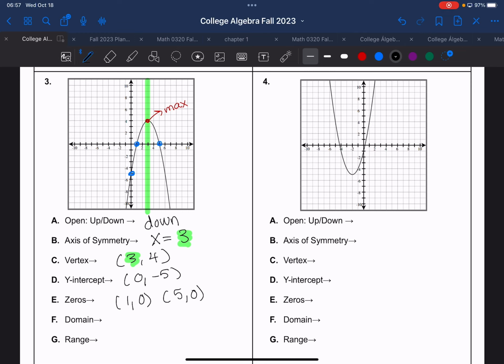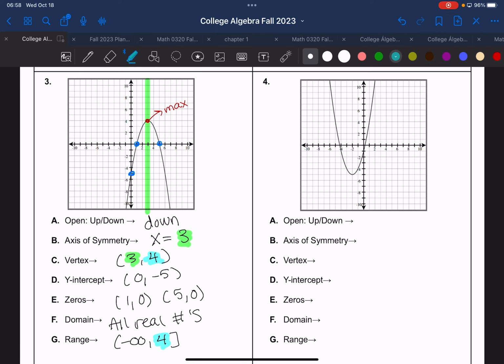What's the domain of this function? All real numbers, always. And then looking at the range, what is our range going to be? Looking at our y values. Good, -∞ to 4 with the bracket, perfect. Because again, we know that these two numbers are always going to be the same: the y value of the vertex and the value in the range.